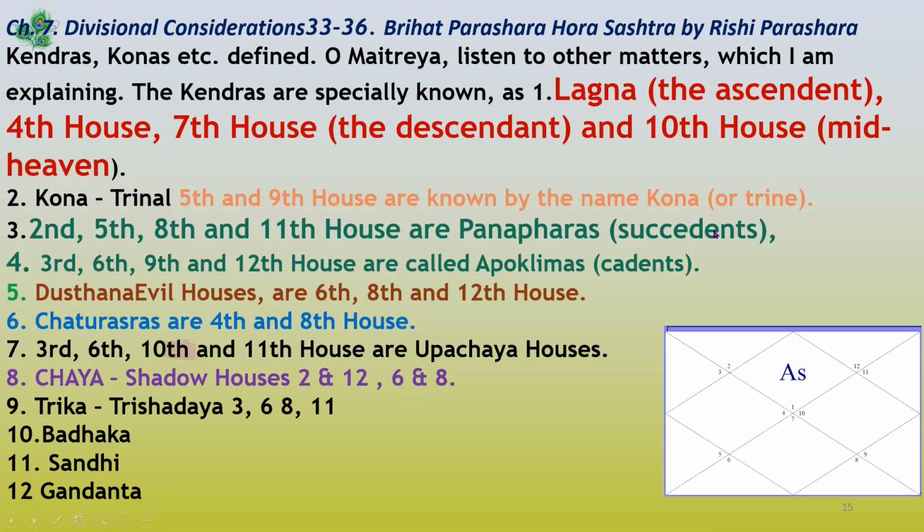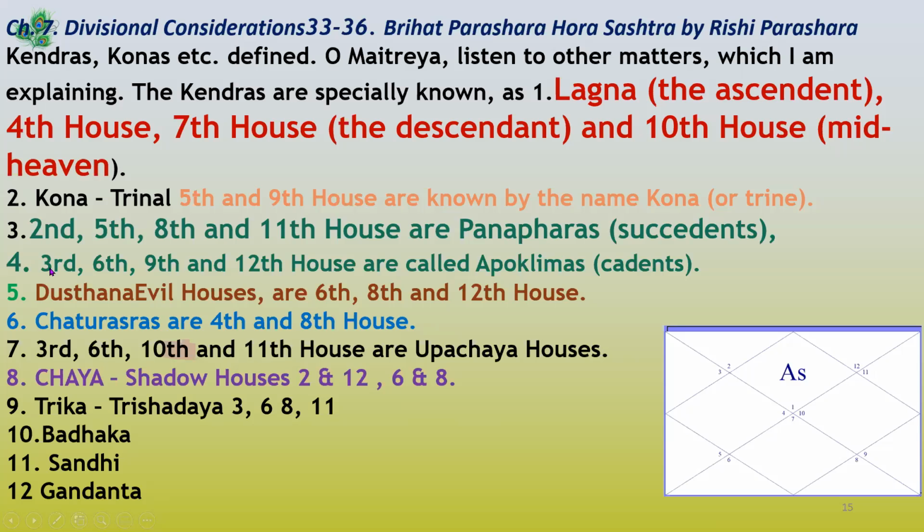So succedent, as the clue is in the name, it's after every Kendra house. So add 1, go 1 step. So first house, second house is a succedent house, which is nothing but a Panafara house. And the 4th house, the next Panafara is the 5th house, which is the Lakshmi Sthan. And the 7th house, the next Panafara is the 8th house, and the 10th house Panafara is the 11th house. You have to remember these terminologies. There is no way out.